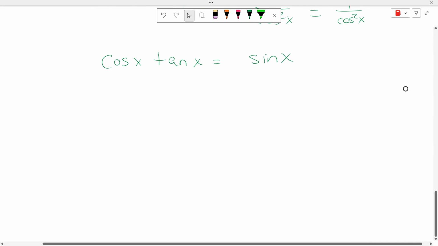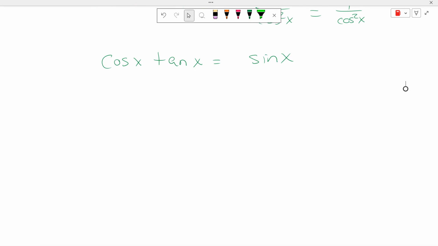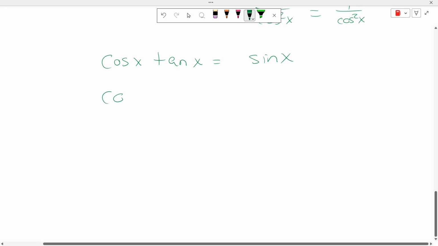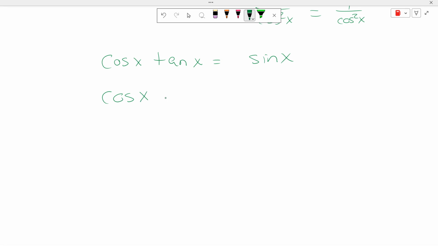Last one. What would you do? Braylon. Yes, tangent is sine over cosine. Cosines cancel. Sine of x equals sine of x.